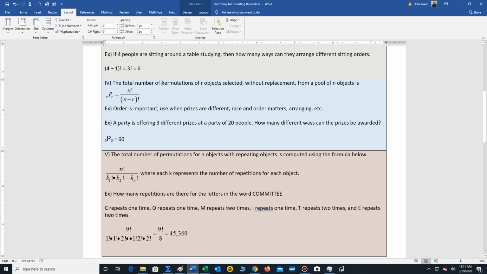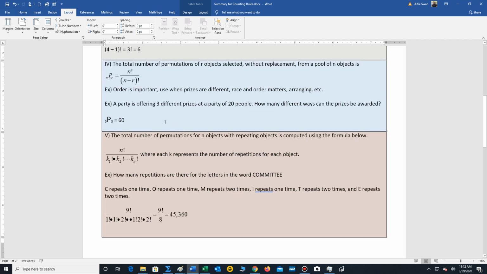And then what if we're not using all the items for a permutation? We're only using a portion of those items. This is when we use this formula: nPr is n factorial divided by n minus r factorial. Order is important. When do we use it? When we have prizes that are different. You have some type of race, and you're looking for the top 3 or 4 people to finish the race. You're arranging a portion of items.